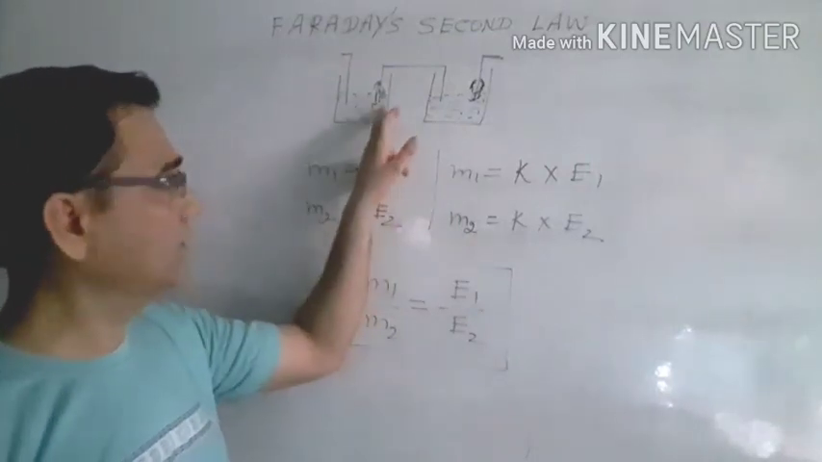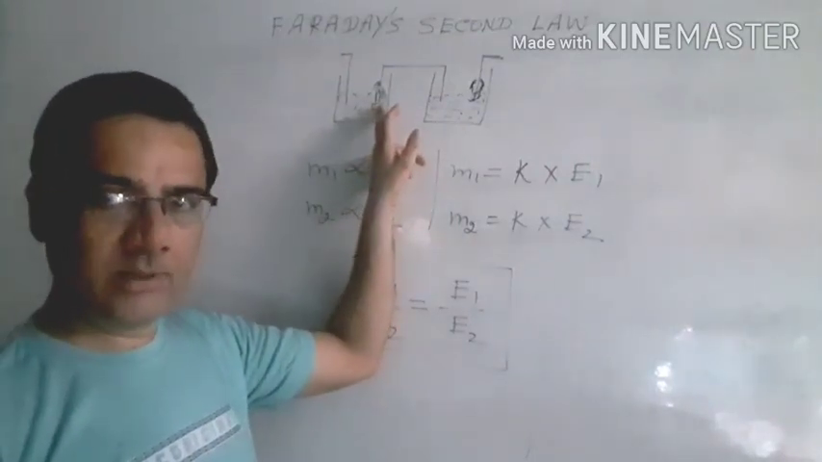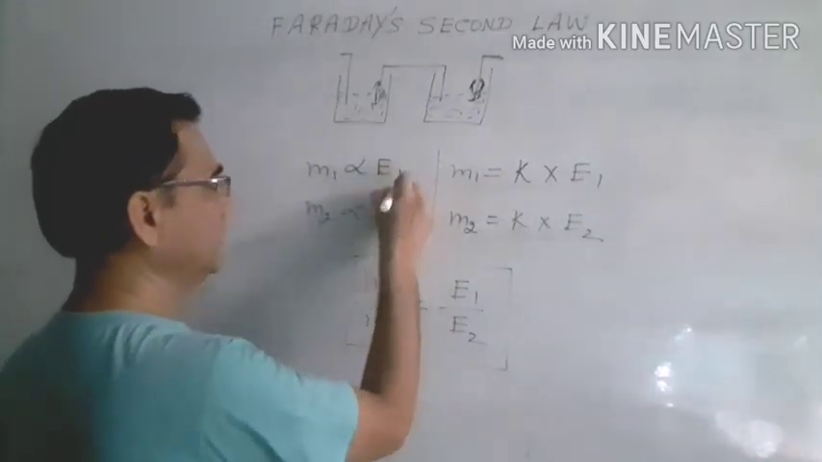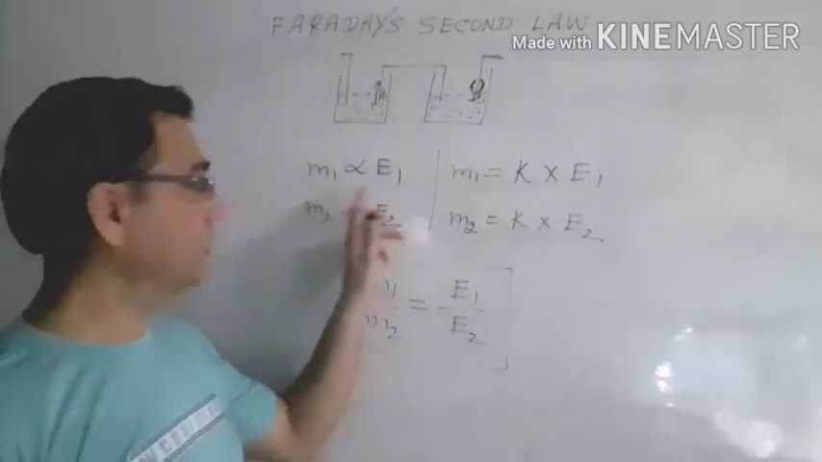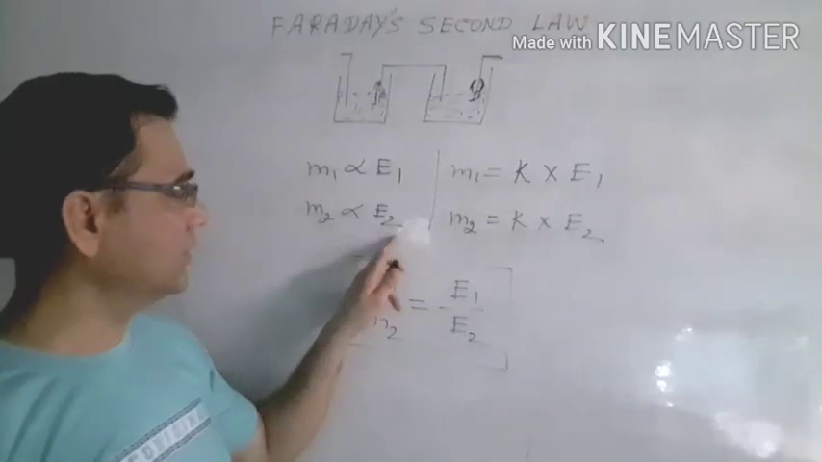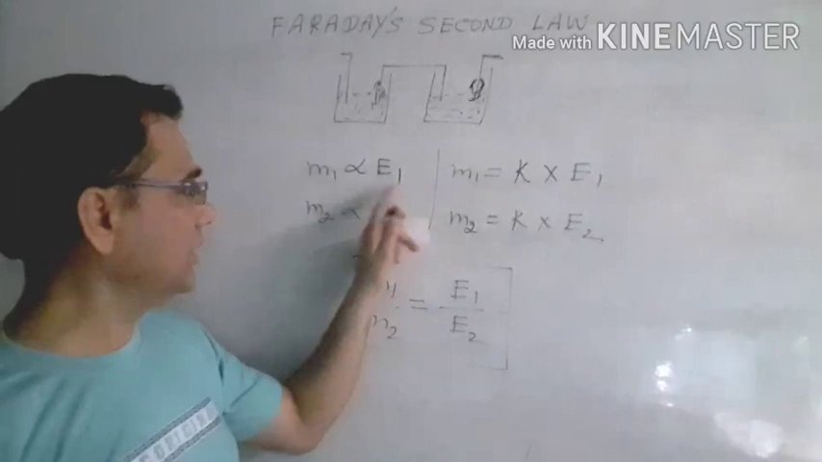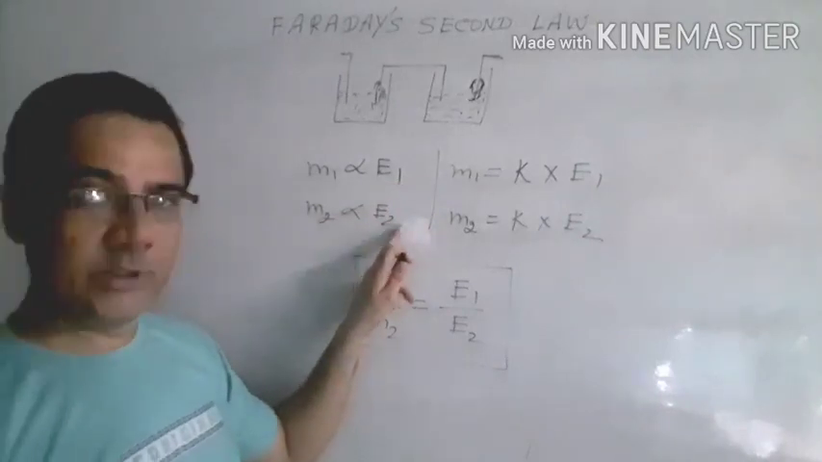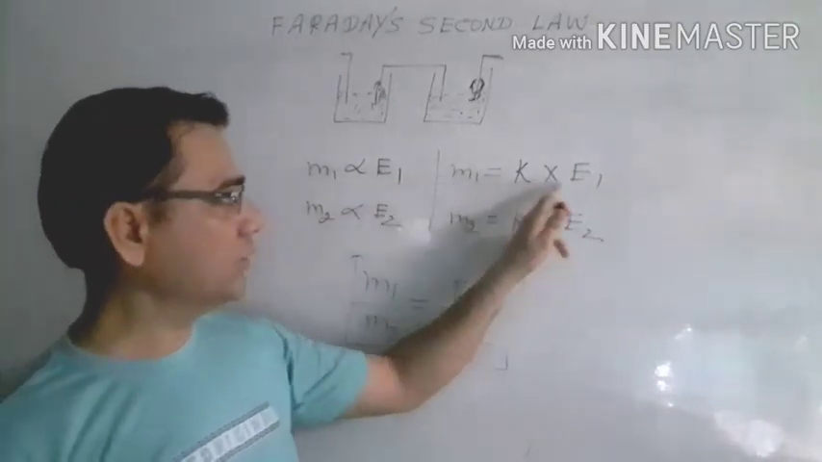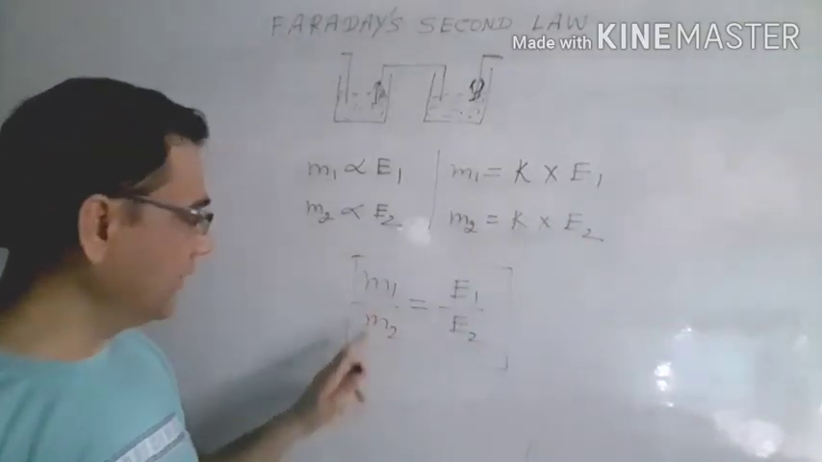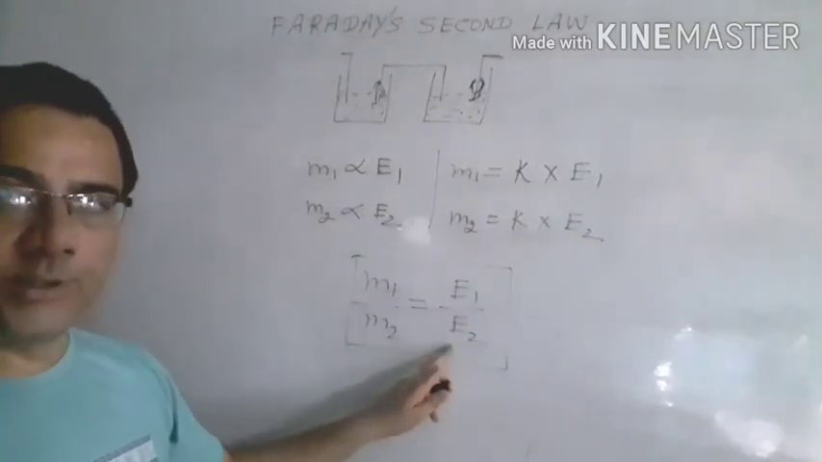So the mass of the first element, M1, is directly proportional to the equivalent mass of the first element, and M2 is directly proportional to the equivalent mass of the second element. So M1 is directly proportional to E1, M2 is directly proportional to E2. We put a constant: M1 is equal to KE1, M2 is equal to KE2, K and K cancel, then we get M1 upon M2 is equal to E1 upon E2.